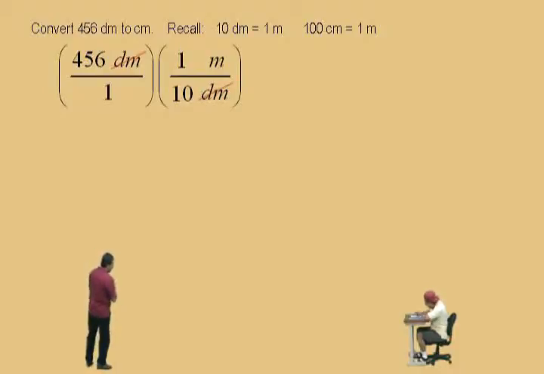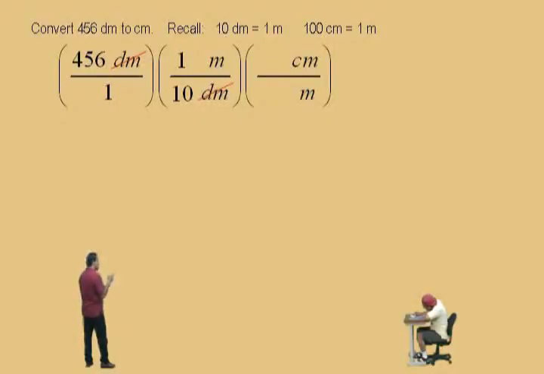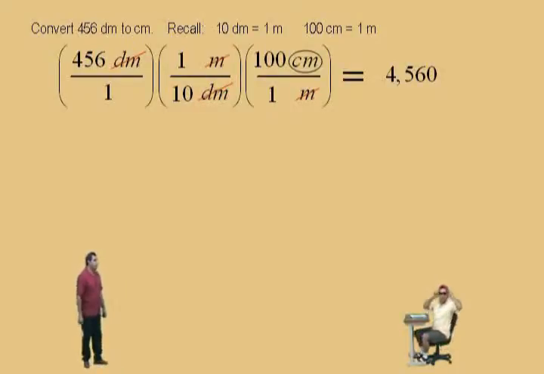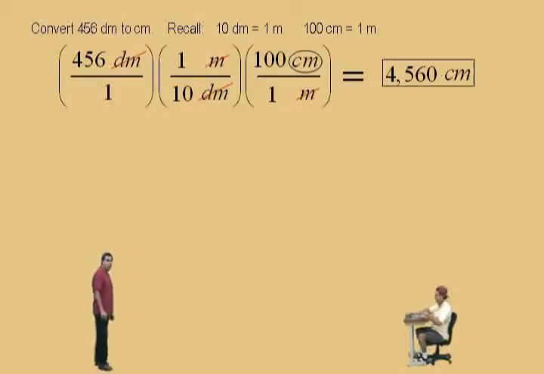All right, Charlie, what are we going to do now? Convert the meters to centimeters by putting meters on the bottom, centimeters on top. And remember, 100 centimeters is 1 meter. So we put 100 centimeters on top, 1 meter on the bottom, meters cancel out, and our answer is in centimeters, because those are the dimensions that are left. All right, Charlie, what is our answer? Put the numbers in your calculator. 4,560. And don't forget our units are centimeters. Don't forget to box your answer.